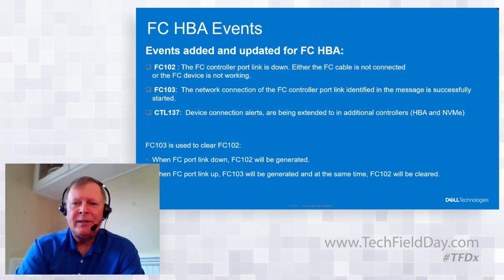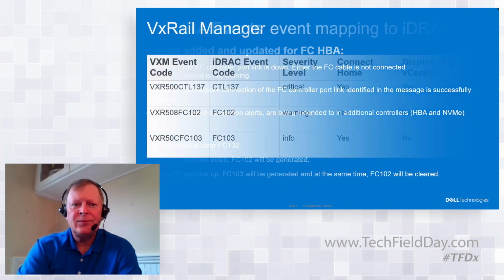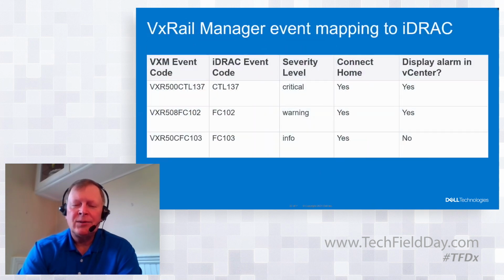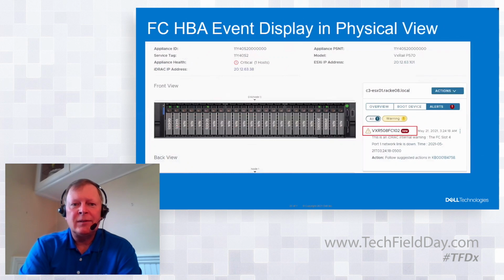For FC HBA events, we're now treating this like any other managed device in a VxRail node. So the customer would get notification if the port went down or is coming back up. These alerts will then transfer into iDRAC events and also into call home events, and will also be displayed in vCenter for the customer. Here's an example of an alert in vCenter, and another example of an alert in the VxRail Manager hardware view with a link to a KB article on how to rectify the situation or investigate it.